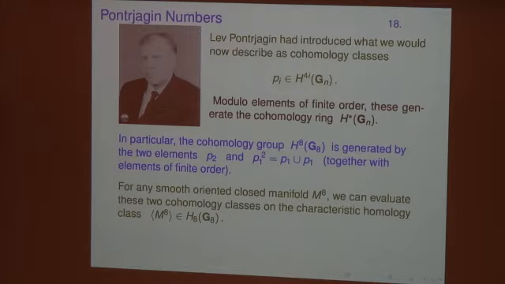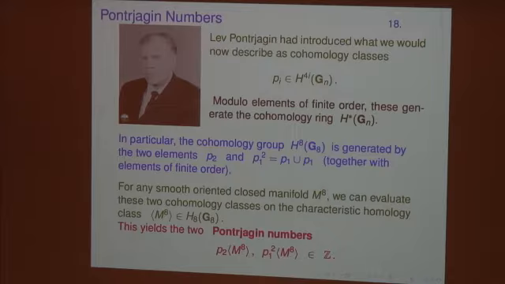Now, if we have a smooth manifold, then we can evaluate these two cohomology classes in dimension 8 on the 8-dimensional fundamental homology class, and that gives us an integer. So I finally defined these two Pontryagin numbers. They're obtained by evaluating these two Pontryagin cohomology classes on the fundamental homology class of the manifold.